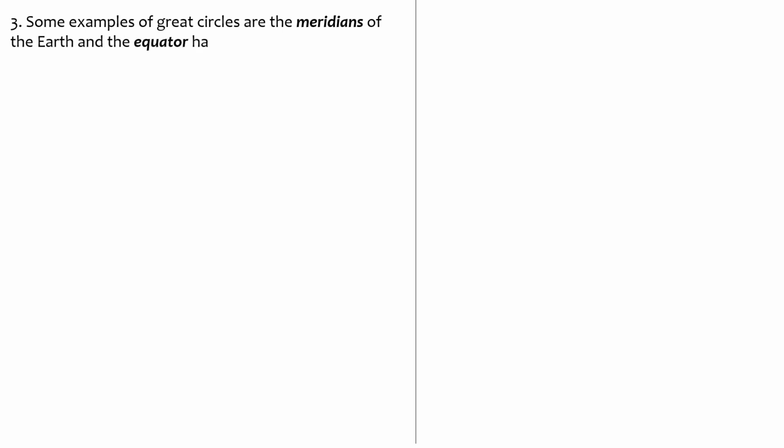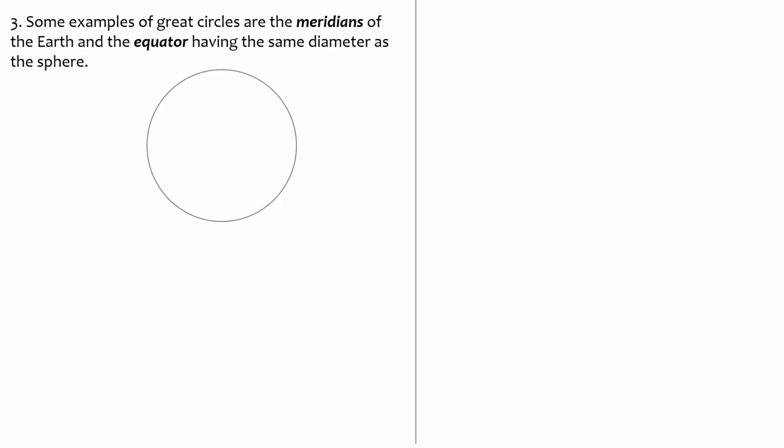Here is the continuation of plane and spherical trigonometry 3. So, properties, characteristics of spherical triangles. Some examples of great circles are the meridians of the Earth and the equator, having the same diameter as the sphere.